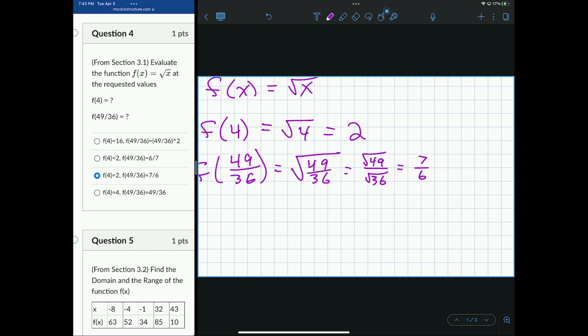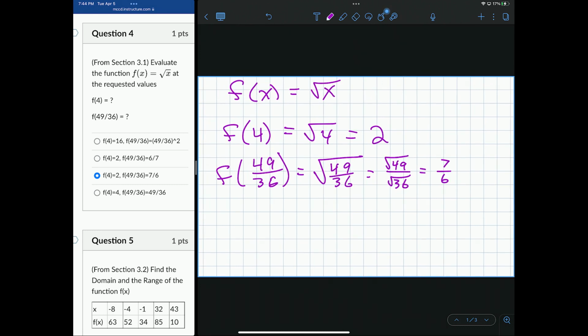Again, just another reminder. This was like the third option for me, but it is not necessarily the third option for you. So we got the answers here. That's what you need to look at.